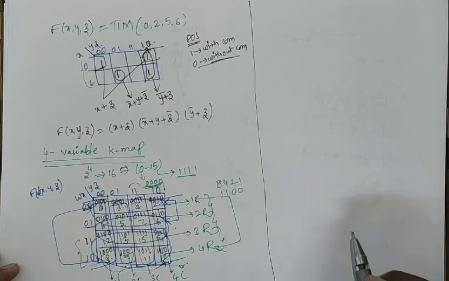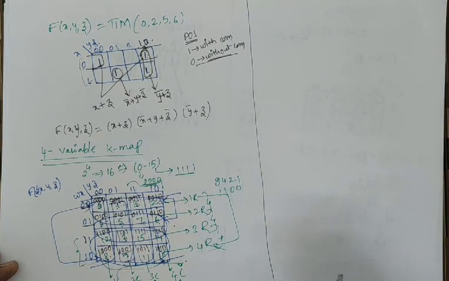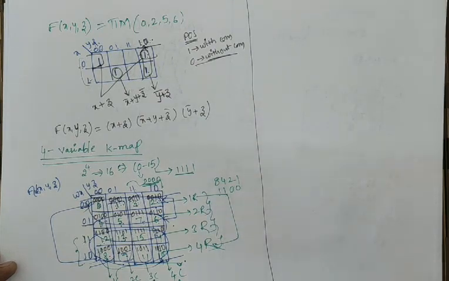Okay, so next we will discuss how to minimize the function. That means what are the methods to minimize the 4 variable K-map, either it is SOP or POS.